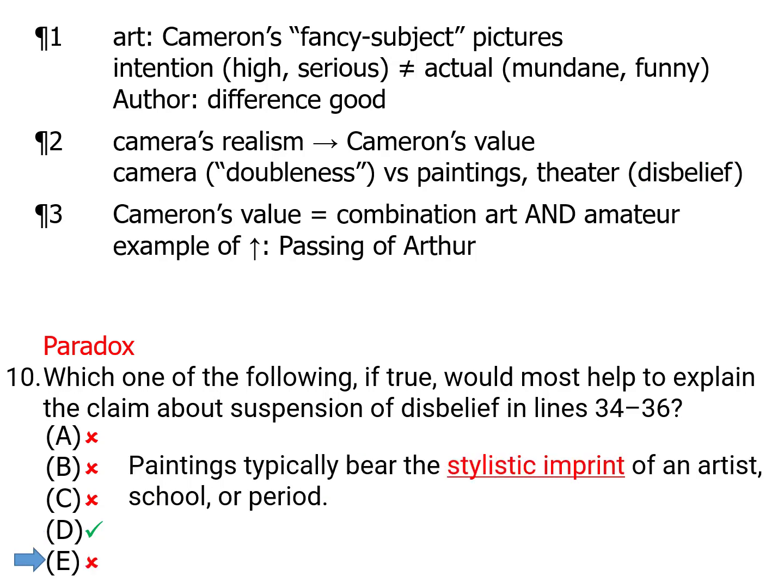So what's wrong with E? Paintings typically bear the stylistic imprint of an artist, school, or period. This would make it more confusing too. If paintings have the stylistic imprint, why would they be more realistic rather than less? So the answer was answer choice D.